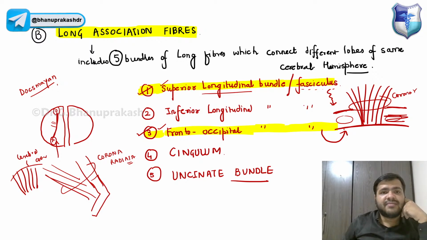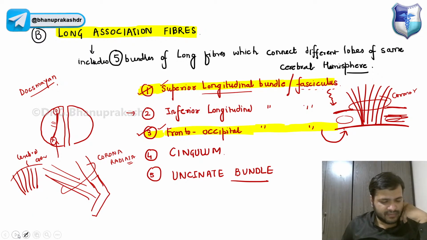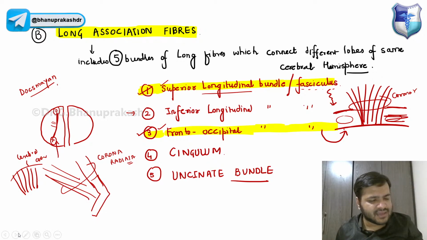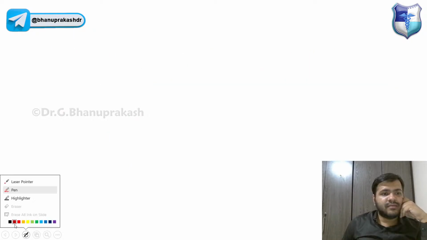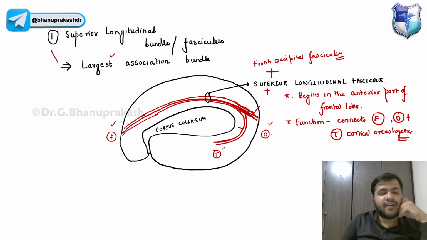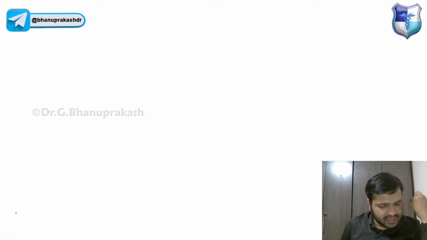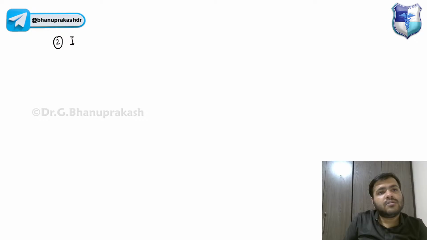Now coming on to the second one, guys, the inferior longitudinal bundle or fasciculus. Yes, please give a thumbs up in the chat box quickly that it is clear. Yes, John Collins, very good. Yes, the first and the third one I have discussed. The second one I will be discussing now. Yeah, Shakil, very good, very good. The second one, the inferior longitudinal bundle.